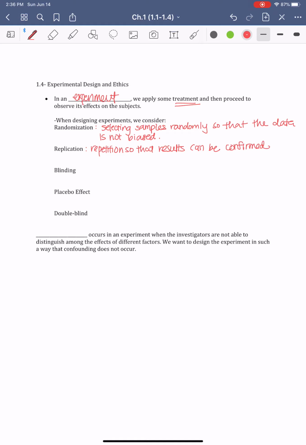Why do we want to do the replication or repeat an experiment? Okay, let's say you create a pill to help people lose weight. So you're claiming that if you take this pill for a month, you'll lose about 10 pounds. Before you actually sell it, you have to do an experiment to make sure that it does lose 10 pounds. So let's say you conducted an experiment the first time. Well, the patient did lose 10 pounds.